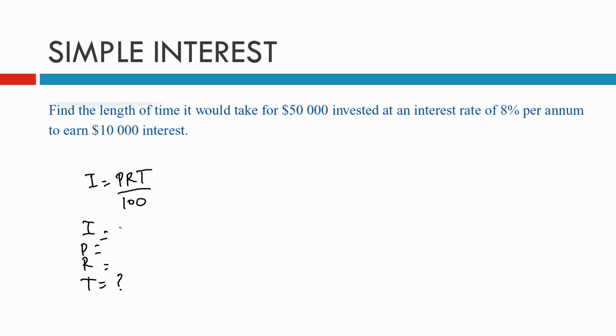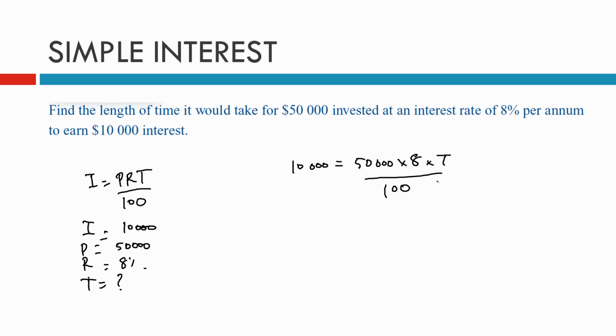So that's the question mark this time. I is 10,000 interest. The principal amount, we're investing 50,000 in here. And the rate is at 8% as well. So now we substitute. 10,000 equals principal P multiplied by the rate, multiplied by the time, all over 100.